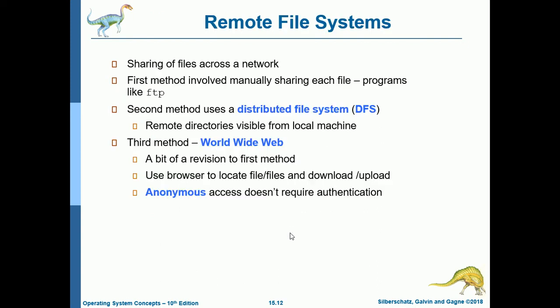Next, we have remote file systems. These are sharing of files across a network. The first method involves manually sharing a file with programs like FTP, the file transfer protocol. The second method uses a distributed file system, or DFS, by means of which remote directories are visible from the local machine. The third method is to use the World Wide Web, which is a bit of a revision of the first method, and uses a browser to locate file or files and download or upload.